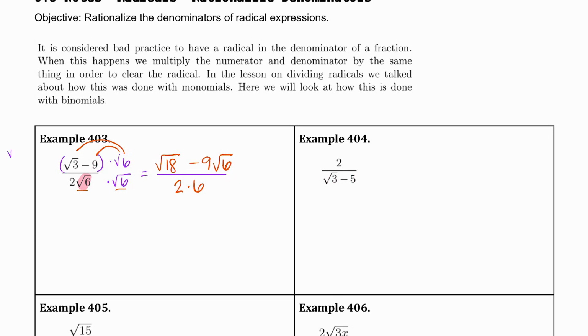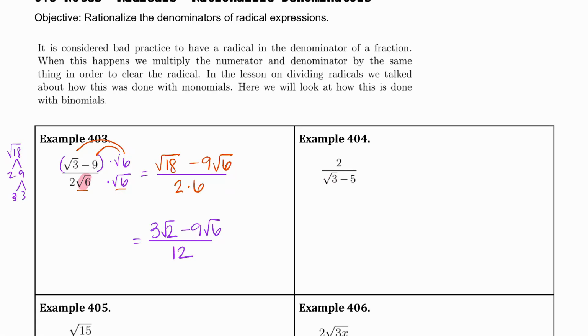I'm going to come over here to the side and simplify the square root of 18. We get 2 and 9, 3 and 3. So that simplifies to be 3 square root of 2. The second one can't simplify. 2 times 6 on bottom gives us 12.